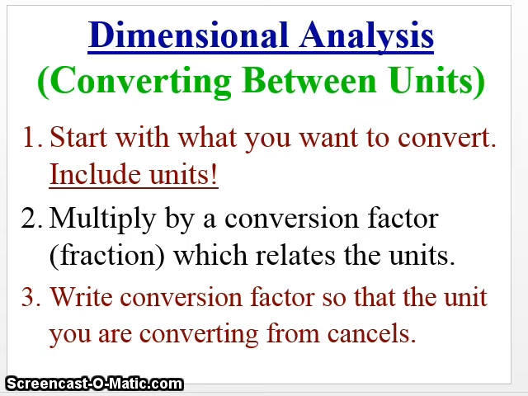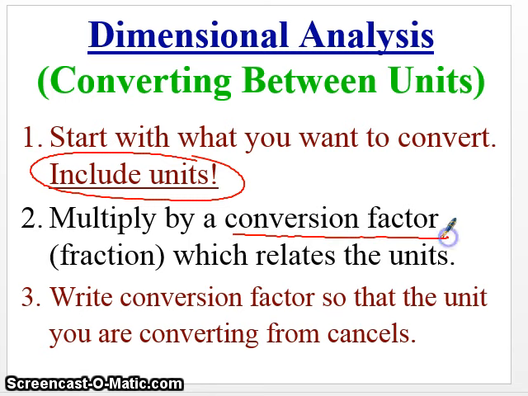The first step will be to start with what you want to convert, and it'll be very important to include units at the end of that number. Next, you would multiply by what's called a conversion factor, which is simply a fraction, something on the top, something on the bottom, which relates the 2 units. And then you would have to write a conversion factor so that the unit you're converting from cancels. Excellent. Very nice. Nicely done.